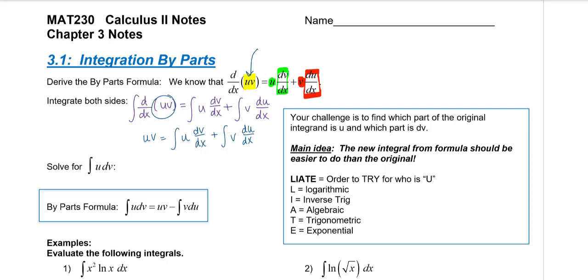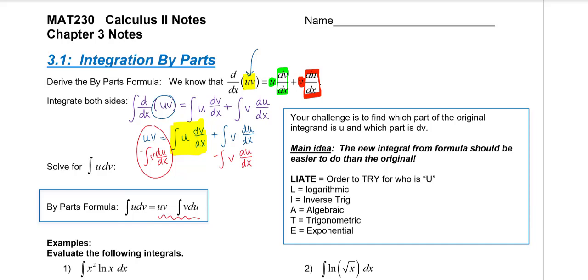Okay, and then all I'm going to do is just solve for one of these antiderivatives. So just for right now, we're going to solve for this antiderivative of u dv. So it's going to look like I will subtract the antiderivative of v du dx from both sides. Certainly not so that I can combine the left side together. In fact, I cannot. So there is my by parts formula. By parts is sort of a way to, if you'll think of it, maybe undo the product rule.